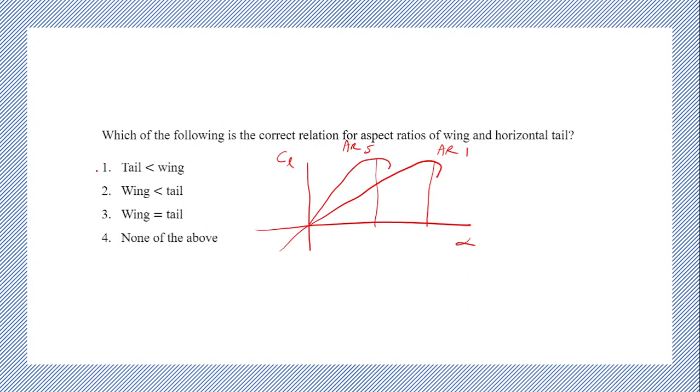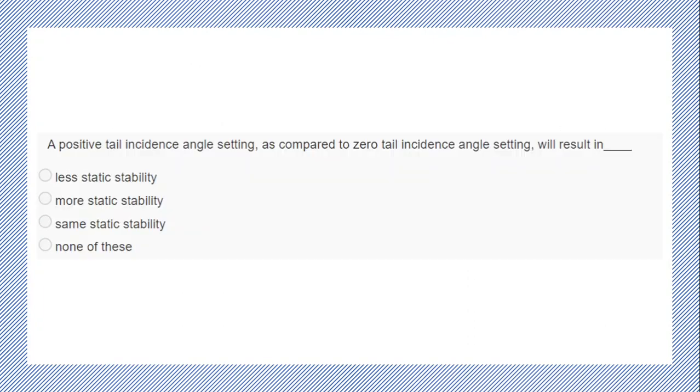Okay, so yes, the first option is right. And the tail should stall after the wing, so the aspect ratio of the tail should be less than the aspect ratio of the wing. Okay, a positive tail incidence angle setting as compared to zero tail incidence angle setting will result in less stability, more stability, or same stability, static stability.